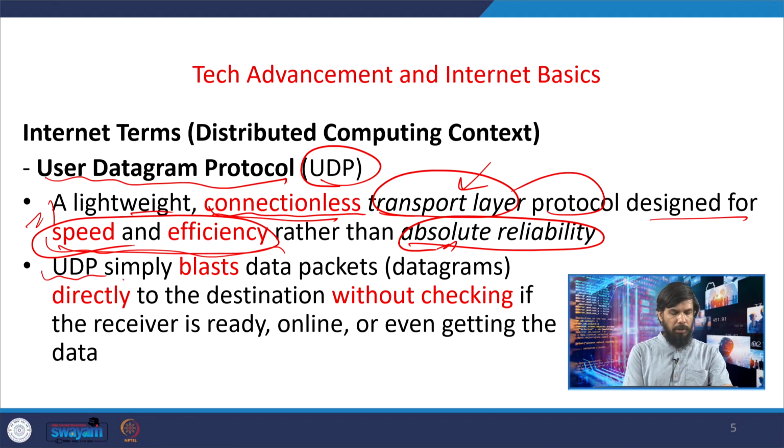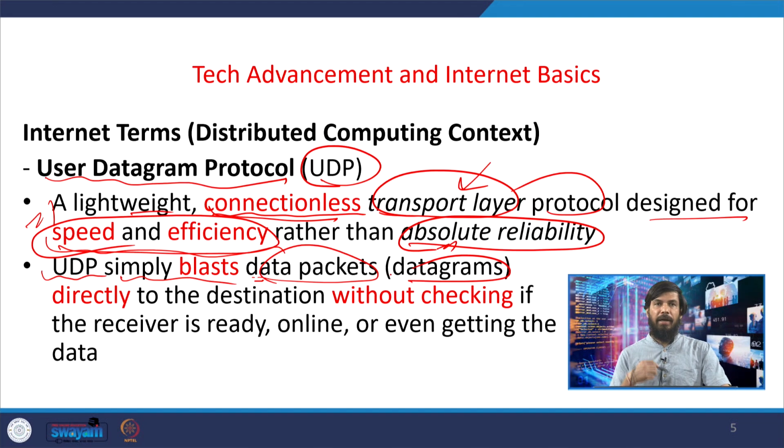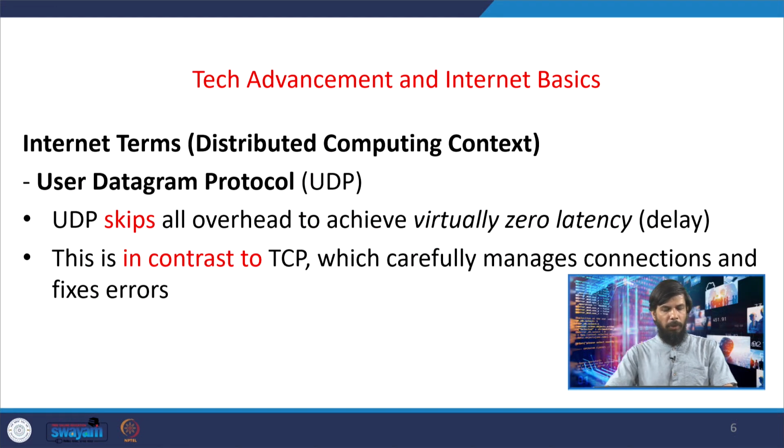What UDP does is simply blast data packets, or datagrams, directly to the destination, and it does not check whether the receiver is ready, online, or even getting the data. It starts sending the data packets. That reduces the time and the latency, and it speeds up the whole process of sending data packets, right. That's why applications where speed is prioritized might prefer UDP based implementations.